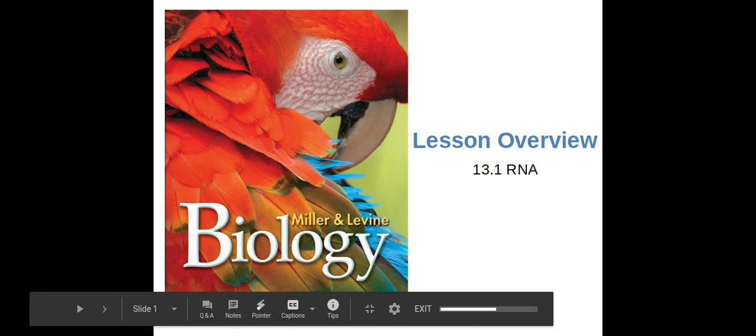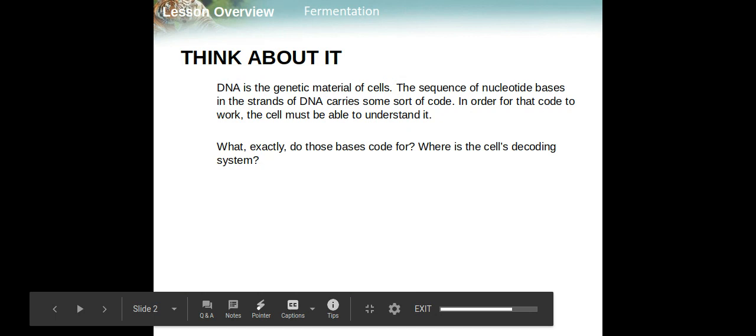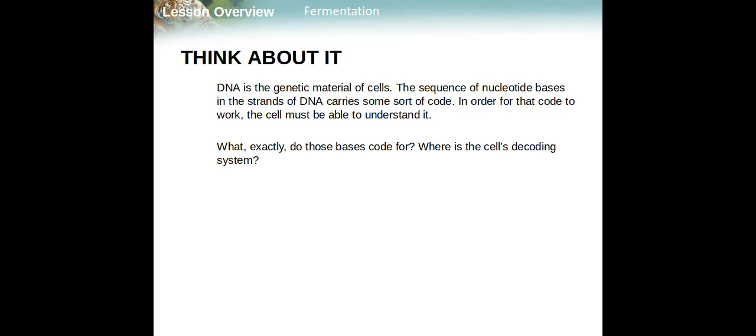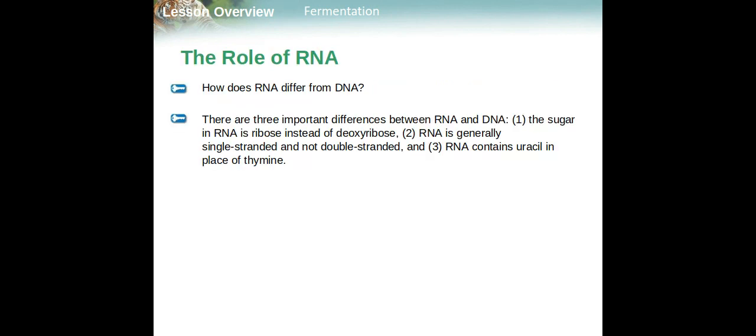This is possibly the most important stuff that we talk about all year as far as its impact on biology. So DNA is the genetic material of cells. The sequence of nucleotide bases in the strands of DNA carries some sort of a code. In order for that code to work, the cell must be able to understand it. So what exactly do the bases code for? So the A's, the T's, the G's, and the C's. That's what we're talking about. Where is the cell's decoding system?